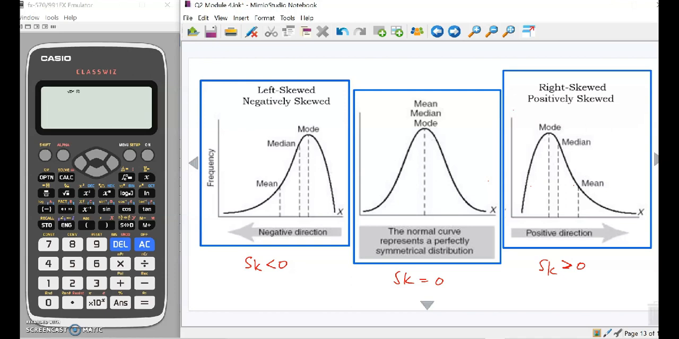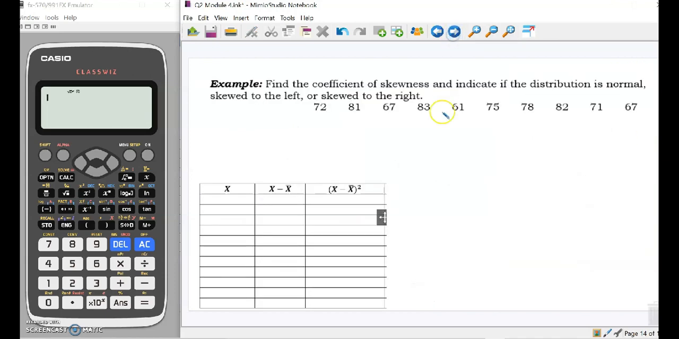This time, let's go to another focus. But before that, let's have an example first. Okay, find this coefficient of skewness and then indicate if the distribution is normal, skewed to the left, or skewed to the right. First thing is to identify the median. Remember, the formula for skewness is equal to 3 times the mean minus the median over the standard deviation.